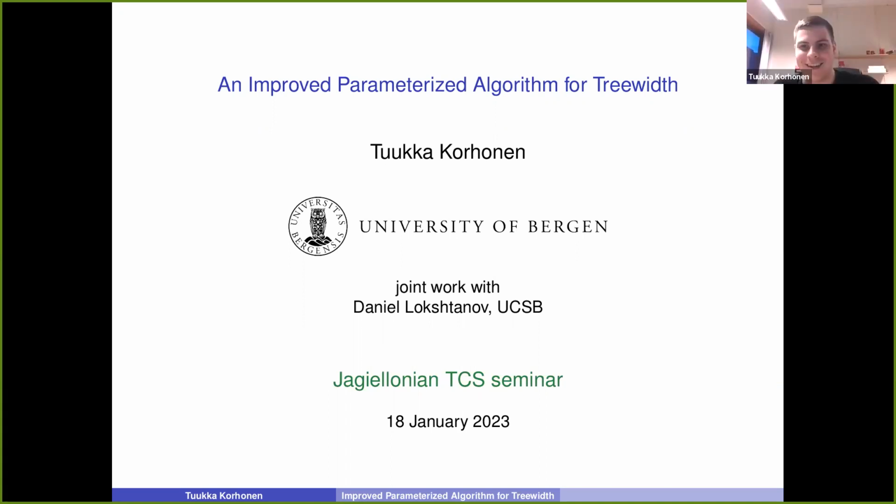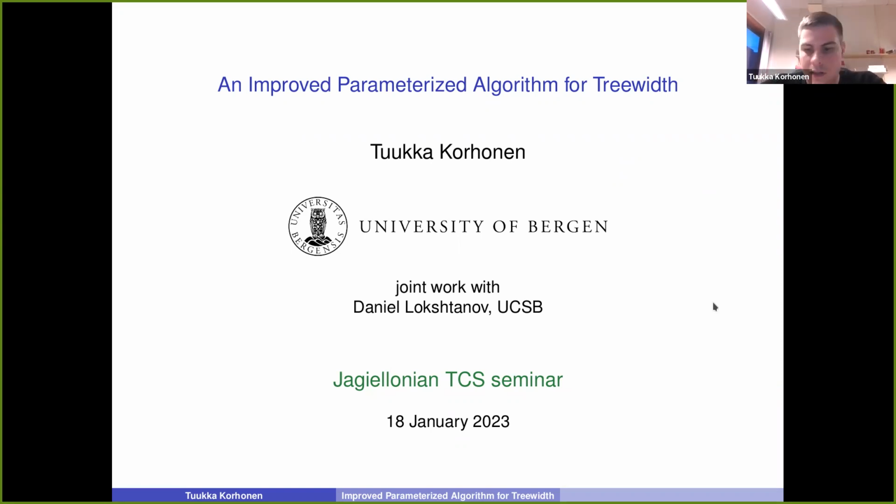Yeah, thanks for the introduction, and thanks for inviting me to speak here, and thanks also to Michał Pilipczuk for recommending me to speak here. So I will tell about an improved parameterized algorithm for treewidth. That's joint work with Daniel Lokshtanov. This is quite new work. It's on arXiv; we submitted to arXiv in like November.